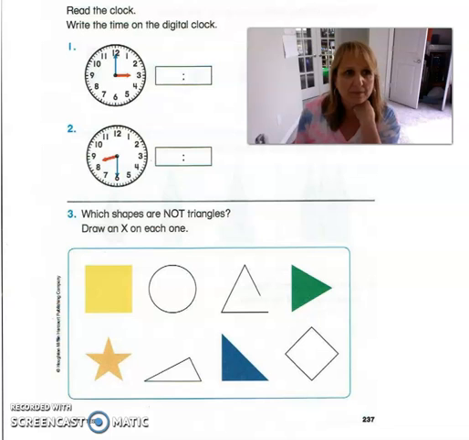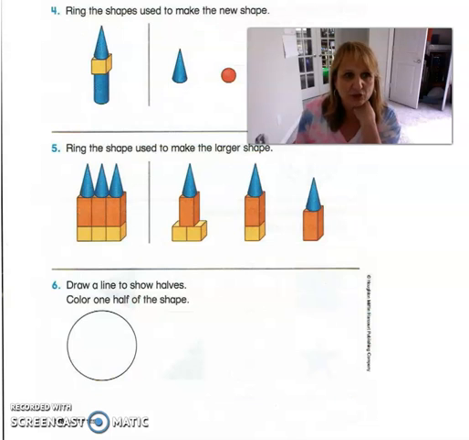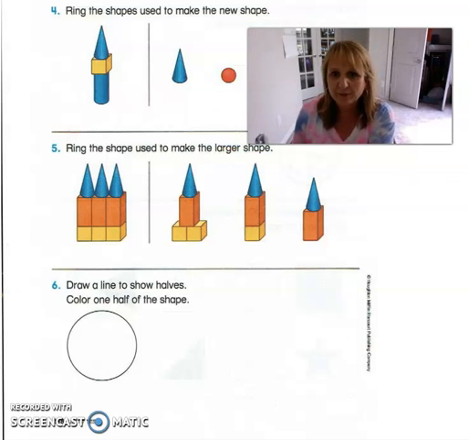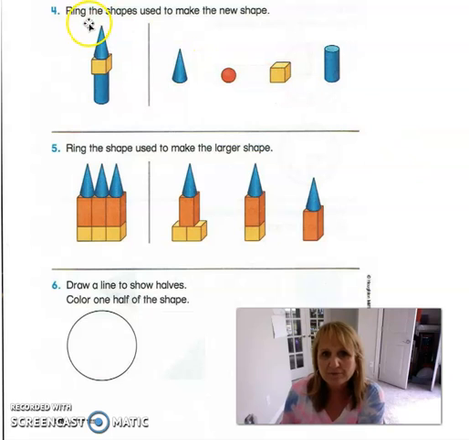All right, on the back of this first page, number 4 says, oh, I'm going to move my picture down here to the bottom. Number 4 says ring, and remember that ring means to draw a circle around, okay? So ring means you're going to draw a circle. Ring the shapes used to make the new shape. So look at this shape. Look at all of the shapes that were used to make this shape. And then over here, draw a circle around each shape that you see over here.